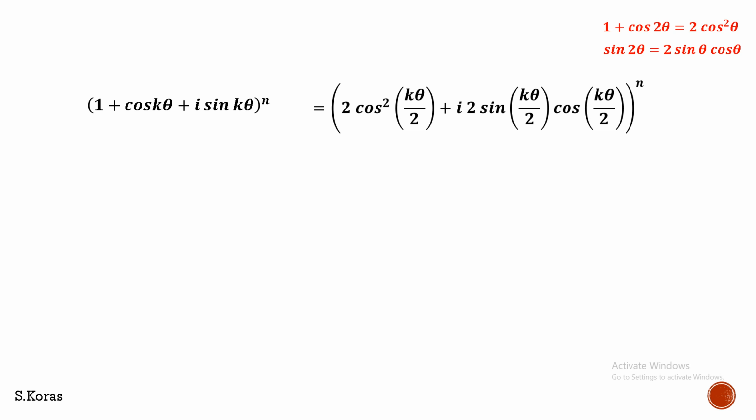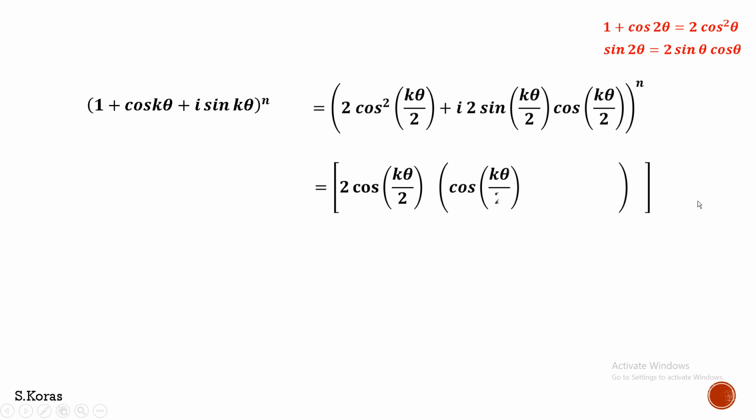Now if you see this term, is there anything common? Yes, cos k theta by 2 is here, as well as cos k theta by 2 is also here. So now we can take cos k theta by 2 commonly outside. Also we can take 2 commonly outside. If we take 2 and cos k theta by 2 outside, we have the derivation like this: 2 into cos k theta by 2 is taken out commonly. The remaining will be cos k theta by 2 plus i sin k theta by 2, since 2 and cos k theta by 2 are taken out. So it is simplified like this.